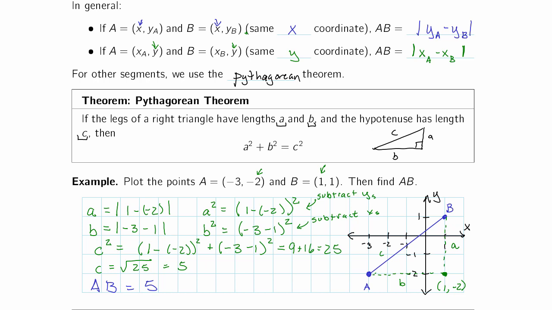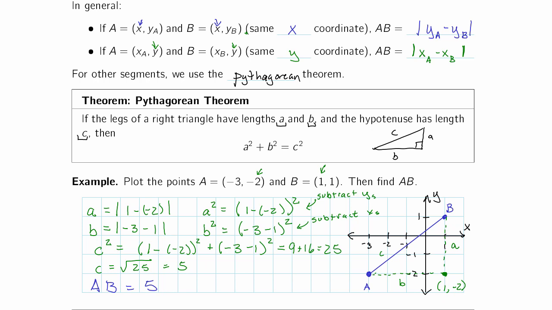Okay, so in general, we can do that with any 2 points. And in fact, even if we have a horizontal or a vertical line segment, that'll actually work just fine. If our line segment happens to be horizontal or vertical, one of A or B will happen to be 0. Right? If my x's are the same, I'll get 0 when I subtract my x's. If my y's are the same, I'll get 0 when I subtract my y's.